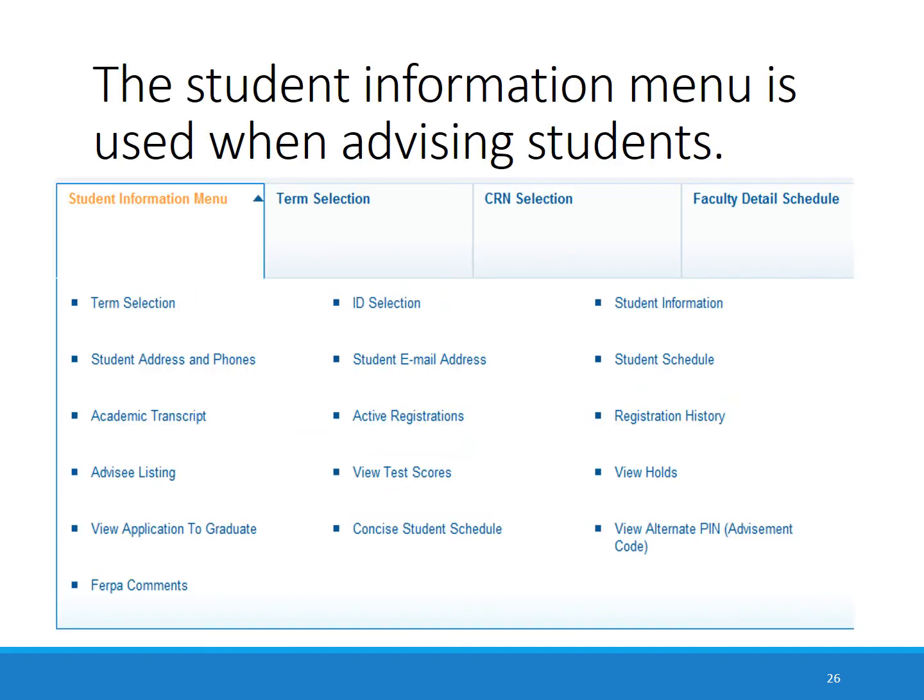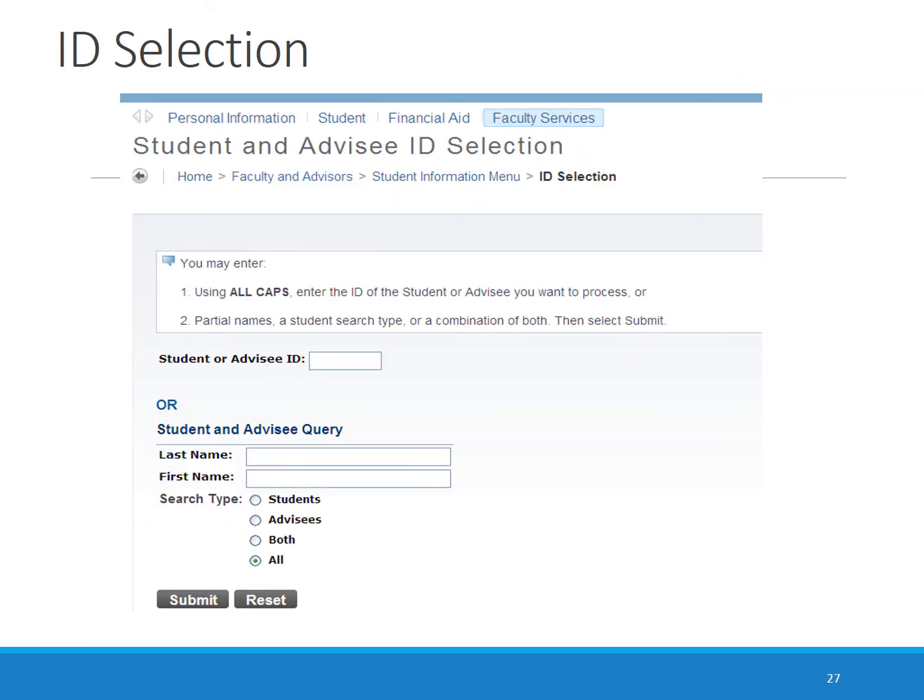Under the Faculty Services tab, the Student Information tab will open in an extended menu that will be helpful when advising students. To access a student's information, you will select ID selection and enter their UTC ID using capital letters. If you do not know the student's UTC ID, there is a student search available.